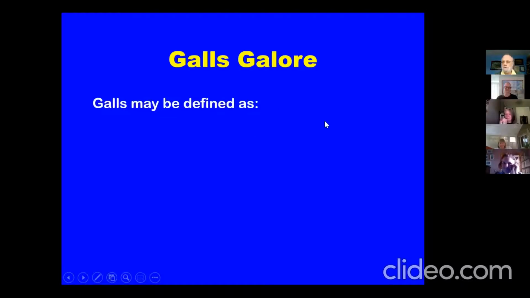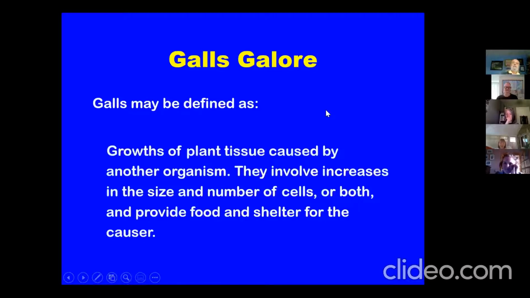So what is a gall? This is the fundamental question, really. What is a gall? Well, that's what a gall is. It's initiated by feeding, usually, of a larva or an infection by a fungus, for instance, or a bacterium. And it has to involve an increase in plant tissue in some way, as it says there.